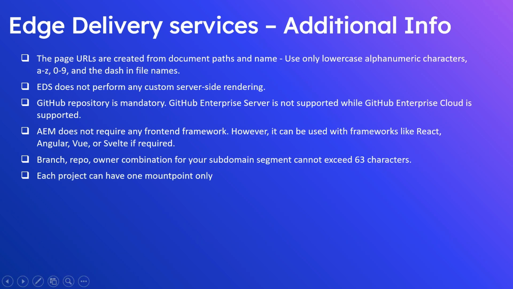Let us quickly see some additional info related to EDS. The page URLs are created from document paths and names. Use only lowercase alphanumeric characters, meaning a to z, 0 to 9 and dash in file names. EDS does not perform any custom server-side rendering. A GitHub repository is mandatory. GitHub Enterprise Server is not supported, while GitHub Enterprise Cloud is supported. AEM does not require any front-end framework. However, it can be used with frameworks like React, Angular and others. The combination of branch name, repo, owner and your subdomain specified in the URL cannot exceed 63 characters. Currently, each project can have only one mount point.